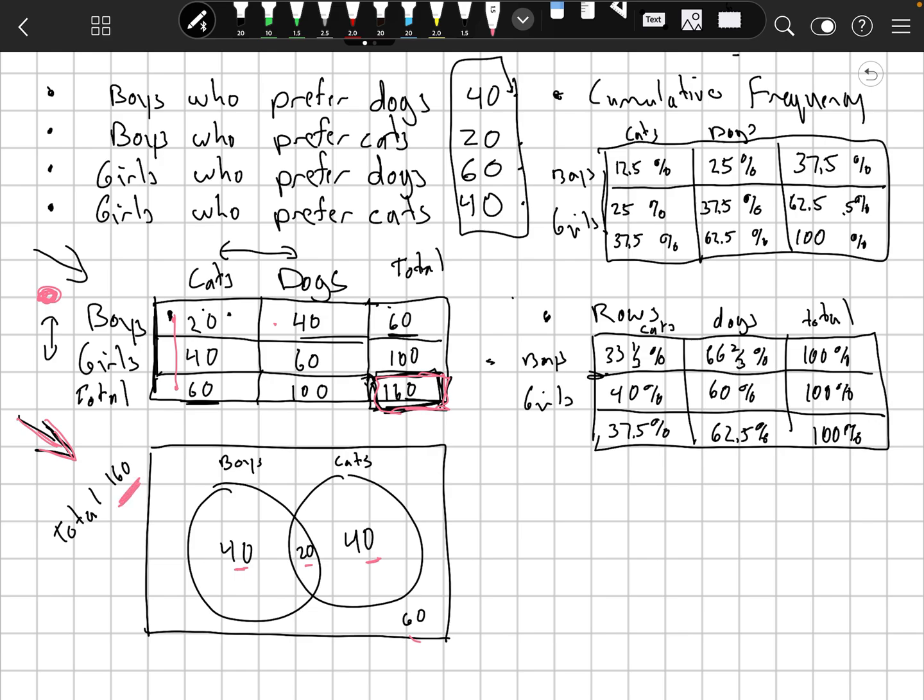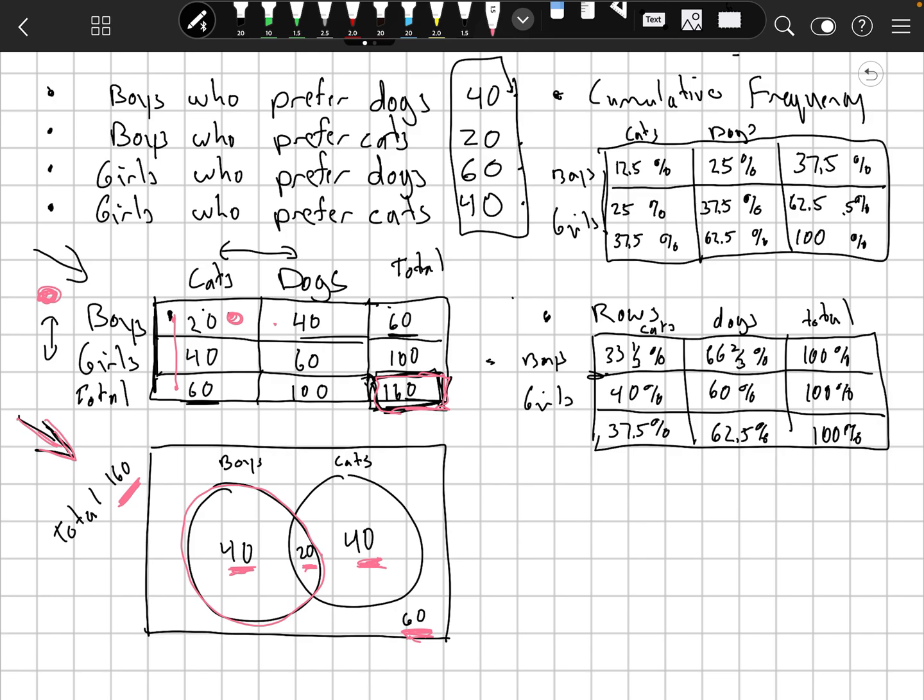You had a total of 160 people in all, and of those 160, 20 of them were boys who liked cats. Right here, it goes right with that. 40 of them were boys who liked dogs, right here, and so that 20 plus 40 is 60 for all of the boys. Now girls, we had 40 of them were girls who liked cats, and 60 of them were girls who did not like cats but liked dogs. And that 40 plus 60 there is 100 girls in all. So these two numbers count for the girls. So hopefully that helps you understand that a little bit more.